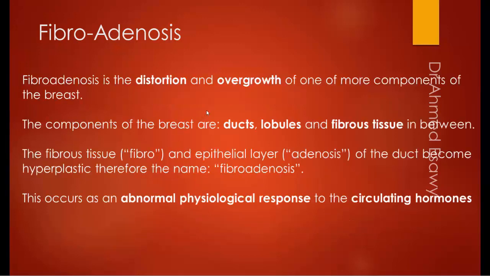Fibroadenosis is the distortion and overgrowth of one or more components of the breast. The components of the breast are ducts, lobules, and fibrous tissue in between. Fibrous tissue, fibro, and the epithelial layer of the ducts, adenosis, become hyperplastic. Therefore, we have the name fibroadenosis. This occurs as an abnormal physiological response to circulating hormones.